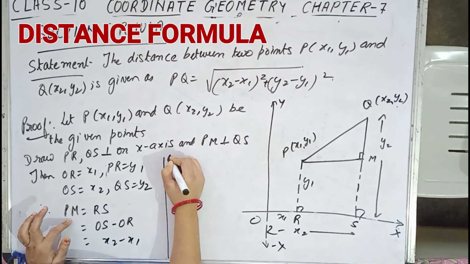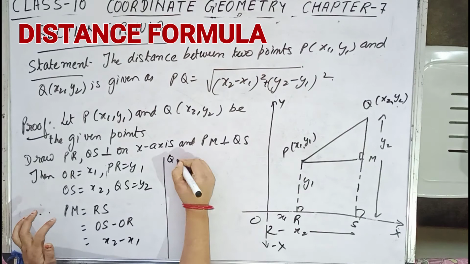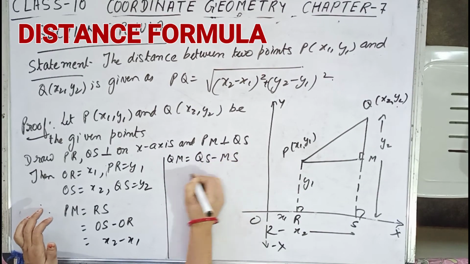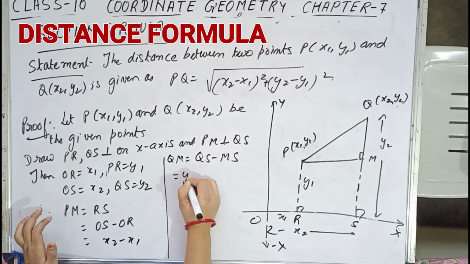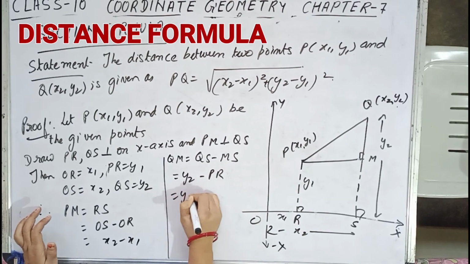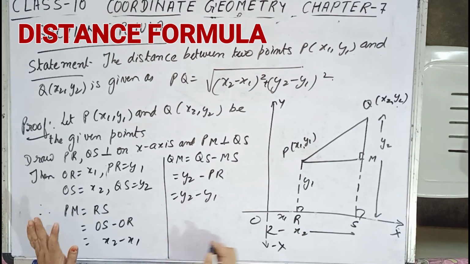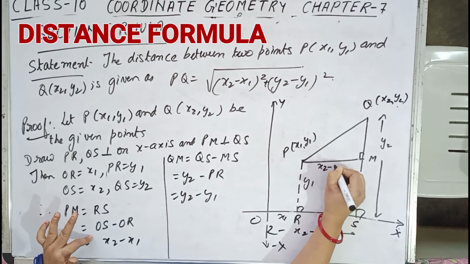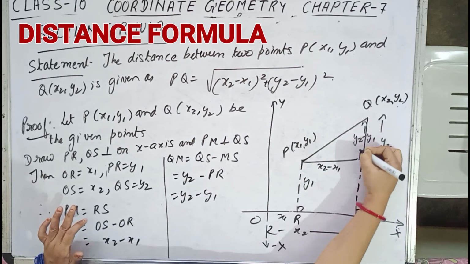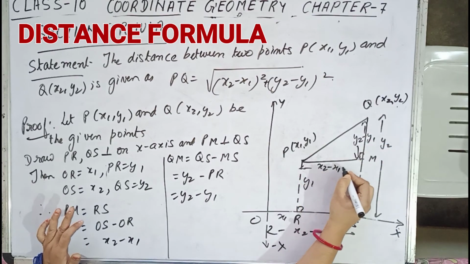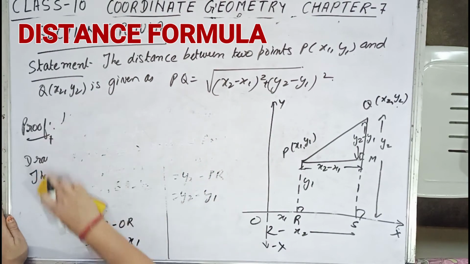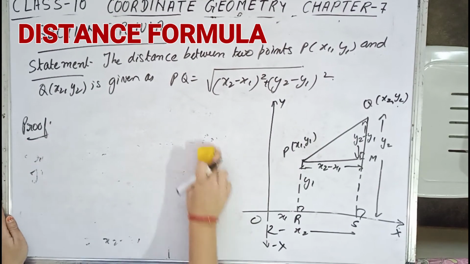And what we need? QM. So QM equals QS minus MS. Now QS is how much? y2, and MS is how much? PR, which is y1. So QM equals y2 minus y1. So I can write over here x2 minus x1 and this one as y2 minus y1. Now our calculation part. This was all introduction, no?